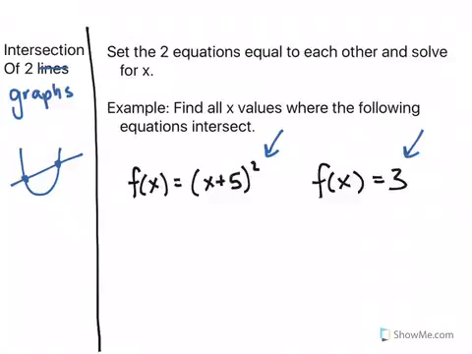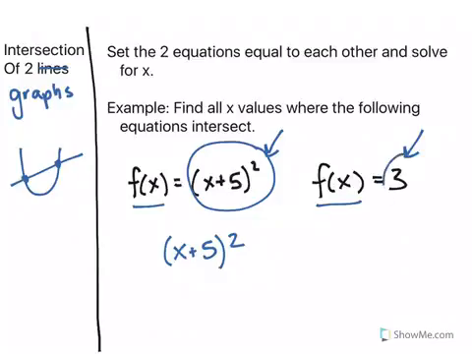In order to solve this, we're going to set the two equations equal to each other and solve for x. The directions would say something like, find all x values where the following equations intersect. So when we set them equal to each other, we're going to get x plus 5 squared on the left because these are the same. So that means we're going to set this equal to this. So we have x plus 5 squared equals 3.